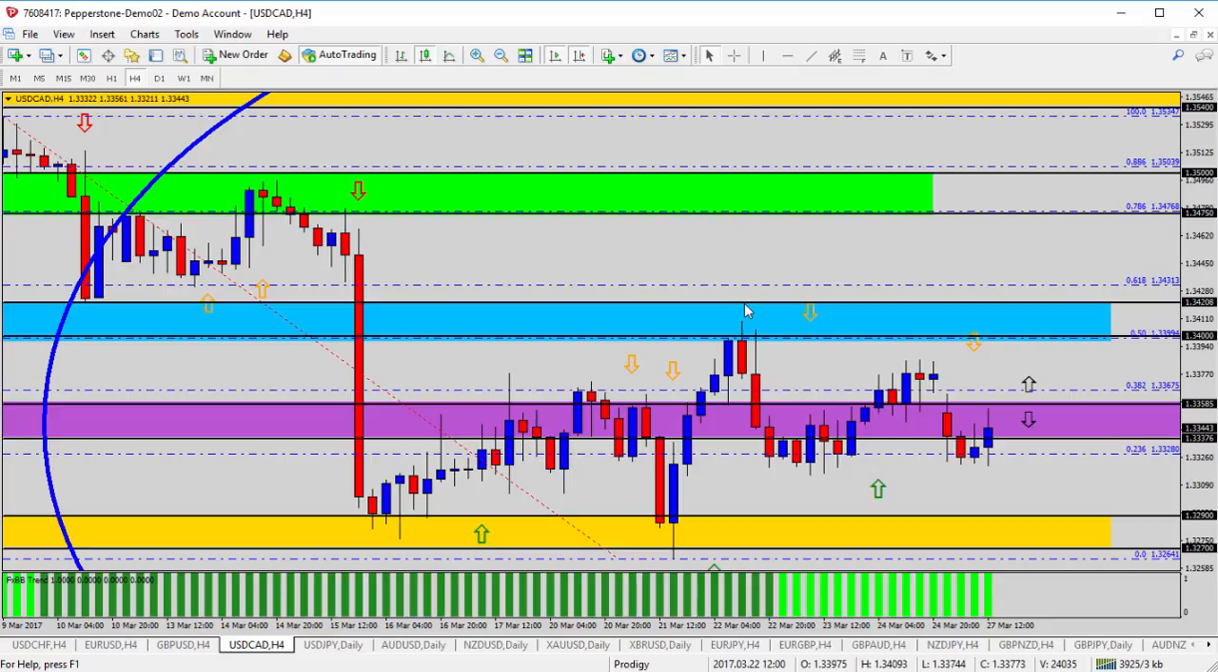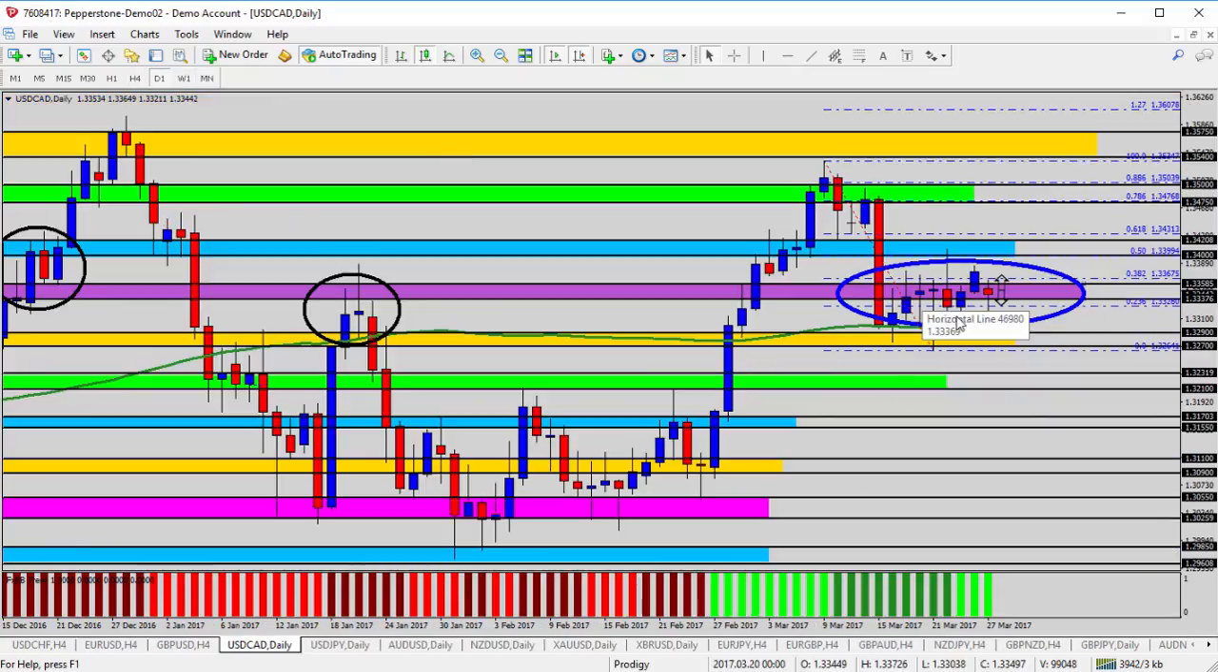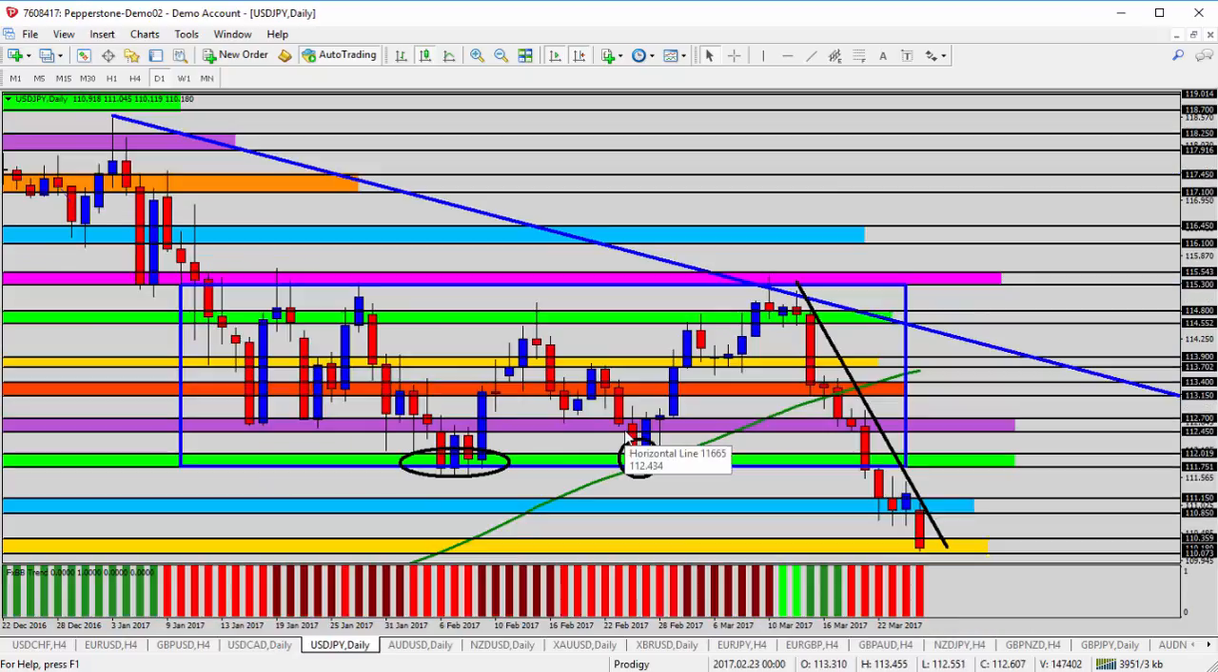So be very cautious about 4-hour breakouts. I think we need a daily breakout to give us confidence, but it's just been waffling around, consolidating around this purple zone into the mid to low 1.33s. So keep an eye on that daily. We need some news or something to break it out of this little period of congestion here on the dollar CAD.